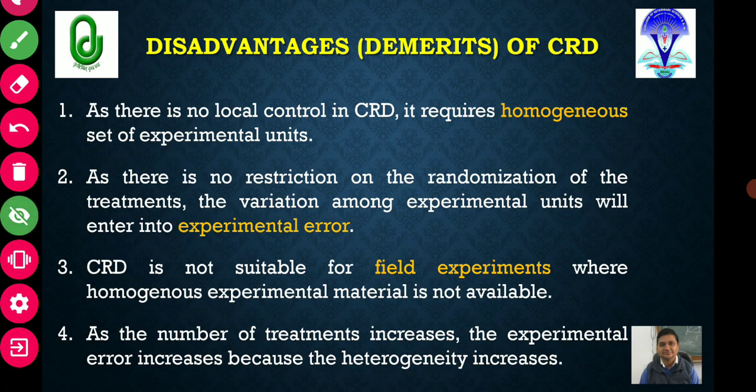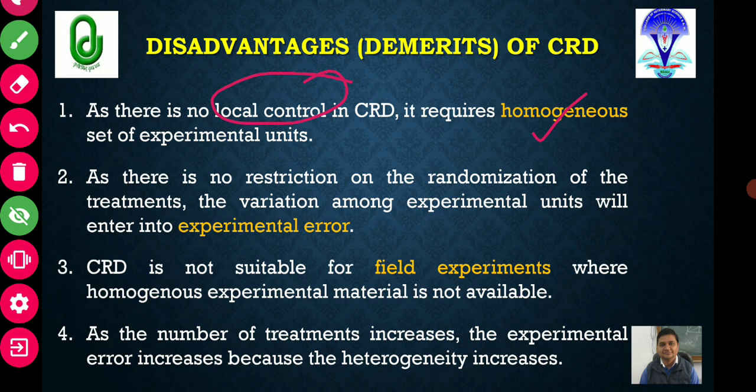Now, what are the demerits or disadvantages? There is no local control in CRD. If you remember the principles of design of experiment, the third principle was local control. If there is no local control, that means you must have a homogeneous experimental unit. If it is heterogeneous, you have to apply the third principle, that is local control. So for CRD, you need homogeneous experimental material.